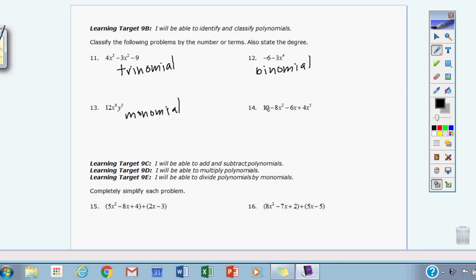So that one we would call a monomial. And then this one here has 1, 2, 3, 4 terms. Nothing goes together. We have a fancy name. It's called a four-term polynomial. And if there's any more than that, we just call it by the number of terms. I know, very creative. But anyways, now back to the degree.